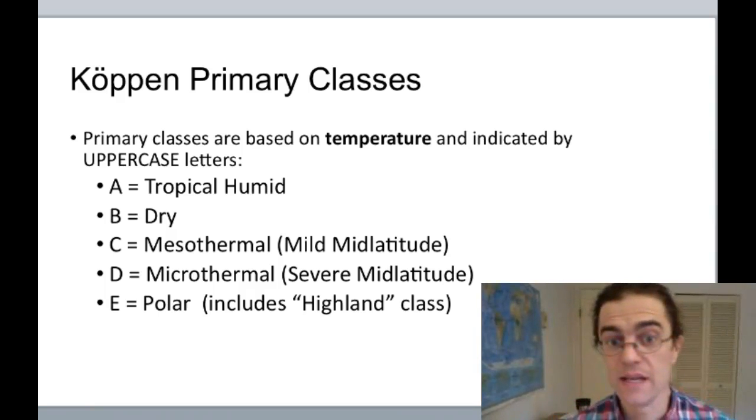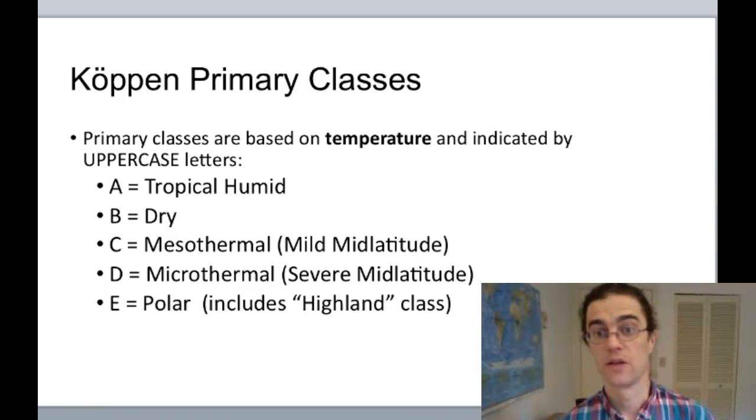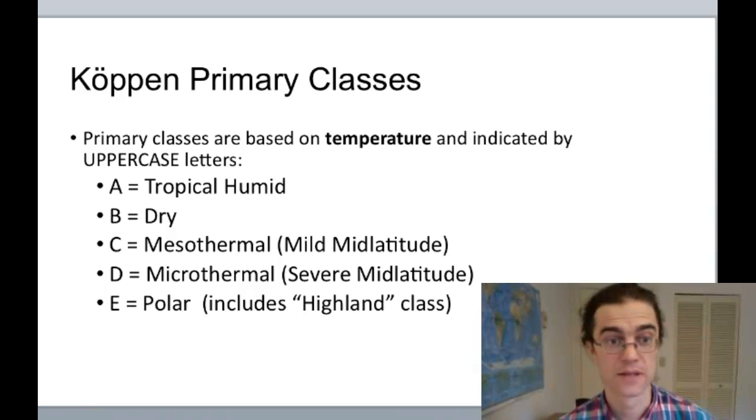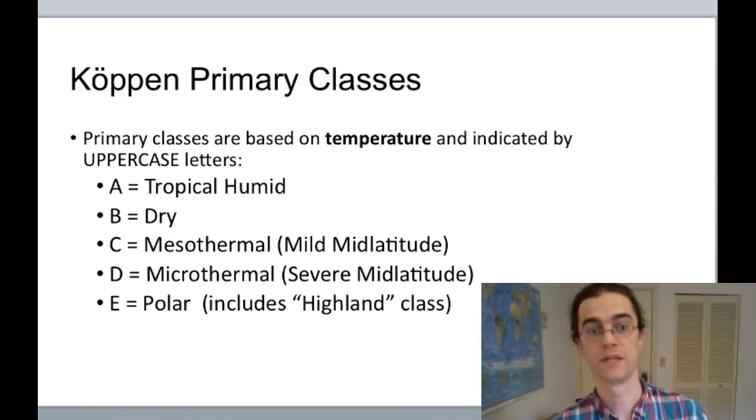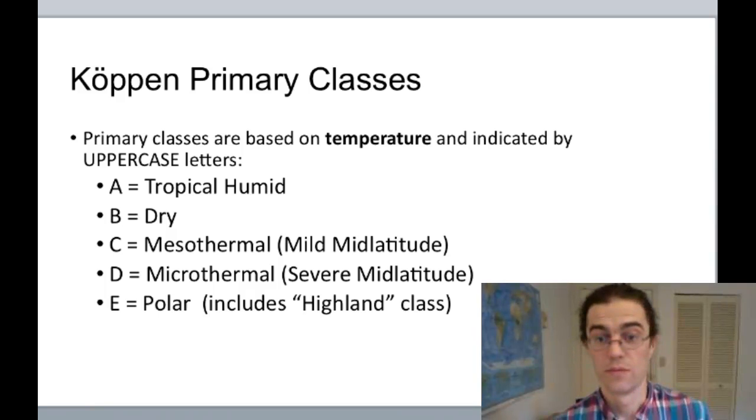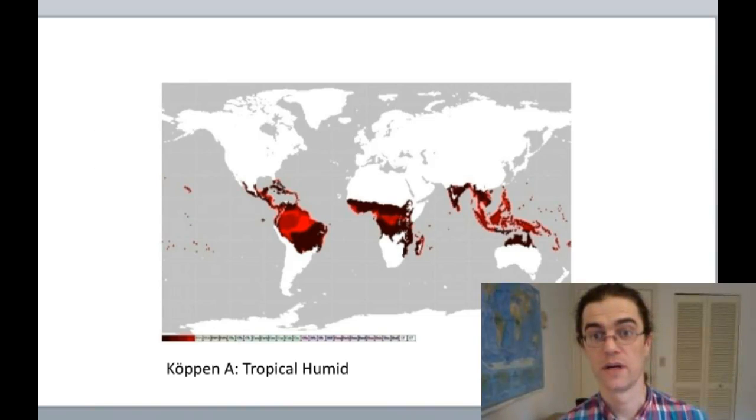And E for polar, including the highland class. So, perhaps somewhere as high as Everest, my previous example there, would be closer to a polar climate. We'll find out. So here's a distribution of the tropical humid zone.